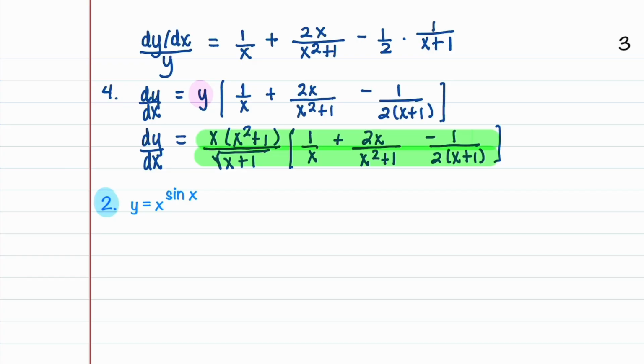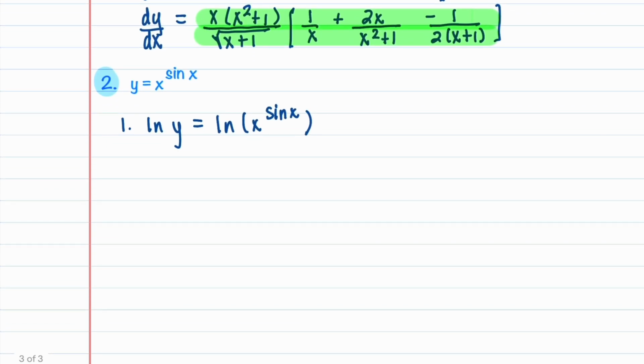Let's now look at our second example. This is an example where we have a function raised to a function. And the only way to take the derivative is to pull that function out of the exponent by using logarithms. Let's start with step 1. Step 1 tells us to take the natural log of both sides. So we have ln y is equal to ln of x to the sine x. Step 2 is to simplify our right-hand side. So we have ln y is equal to sine x times ln x. Whenever you have an exponent, you can just bring it right out in front.